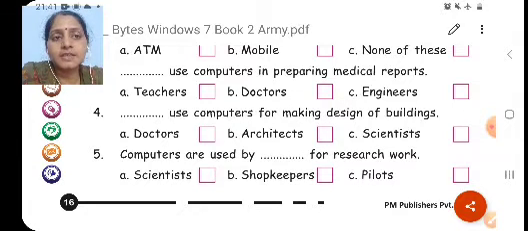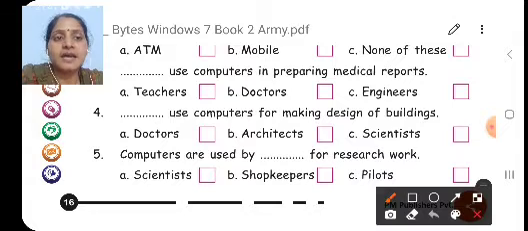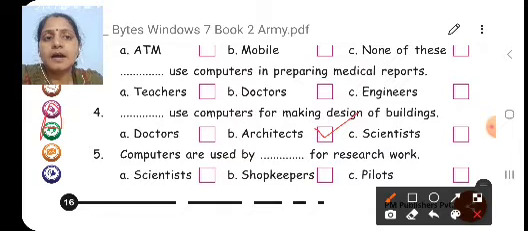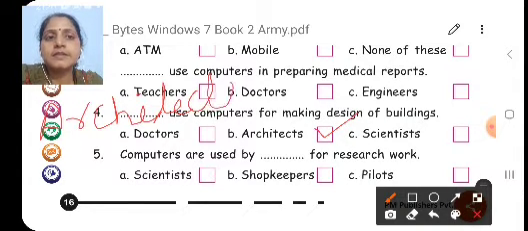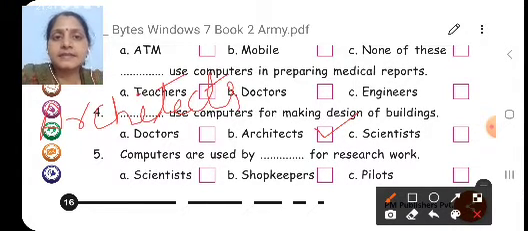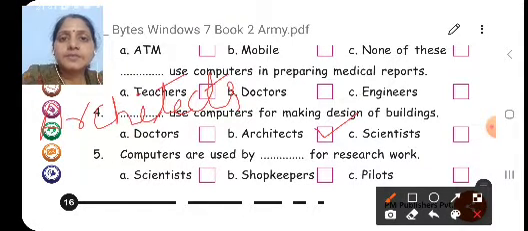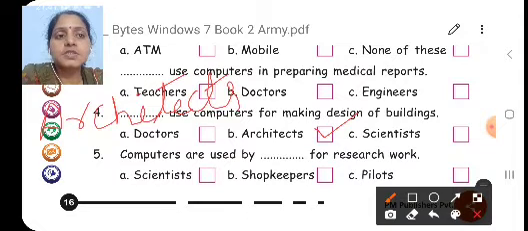So the second option, architect, is right. You will put a tick in front of architect because architect designs buildings. So here you will write A R C H I T E C T S, architects. So the correct answer is architects. Now children, last one, that is fifth one. Computers are used by dash for research work.